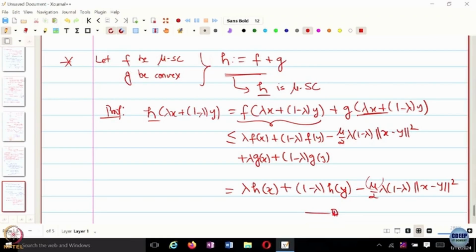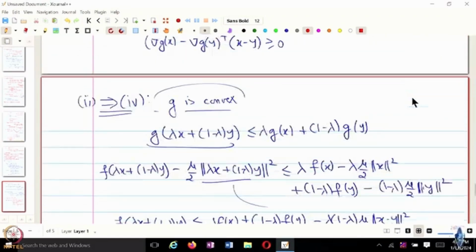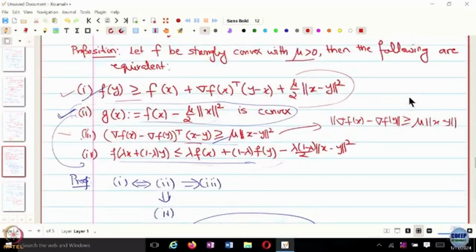So one of the implications of strongly convex functions: if to a convex function you add a mu strongly convex function, the resultant function is also mu strongly convex, and that also proves this particular part, right? We know that this function is mu strongly convex. If g of x is convex, then mu strongly convex plus convex would imply that f of x is also strongly convex.